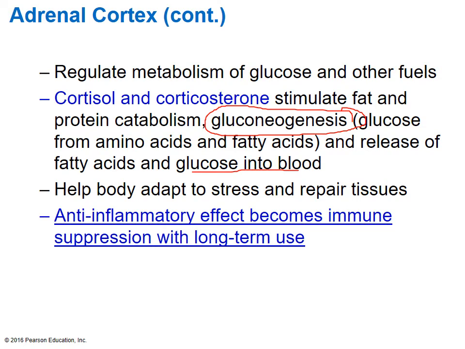We also see that during high levels of cortisol, your reproductive system will actually start shutting down. So heightened levels of cortisol for prolonged periods can have very negative effects on the body, anything from immunosuppression to actually shutting down the reproductive system.